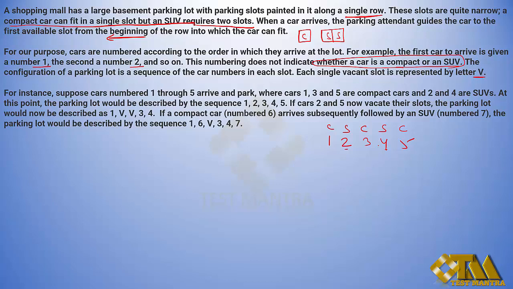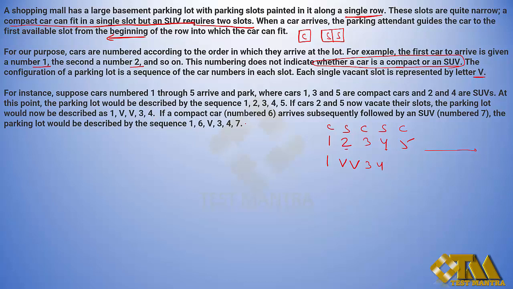If cars 2 and 5 now vacate their slots, suppose car 2 vacates the slot here, as well as 5. So I know there will be a lot of slots available on this side. It will be represented as 1. Then since it's an SUV, it requires 2 slots here. So instead of 2, which has been removed, I'll be using 2 V's here, then 3, 4. But for 5 I will not use anything because I know that this side is completely vacant. Then it will be represented in this format.